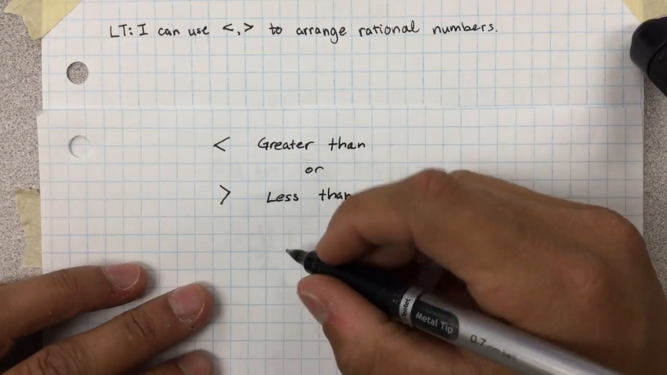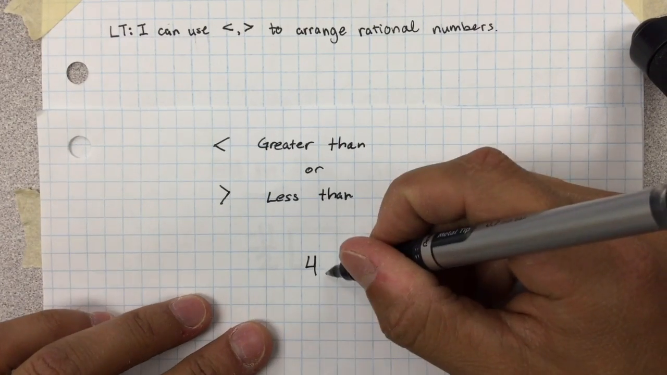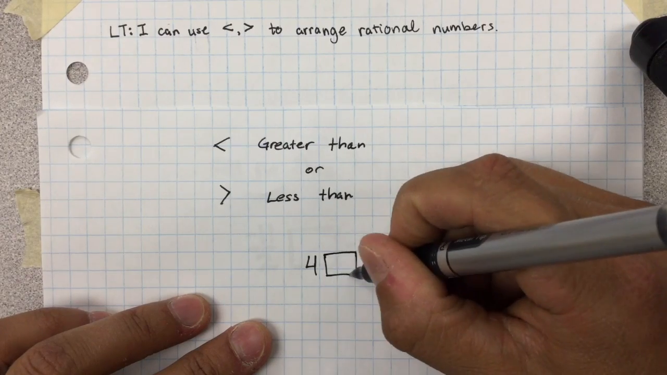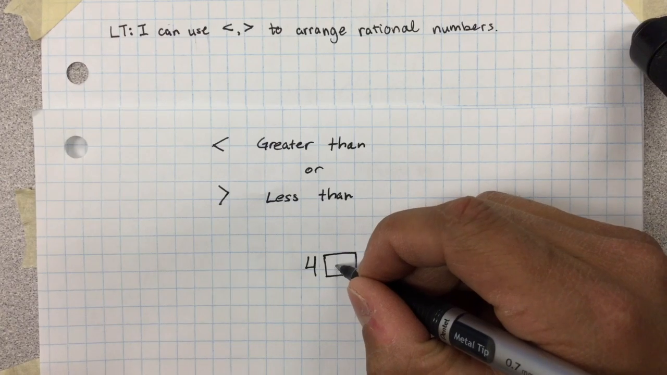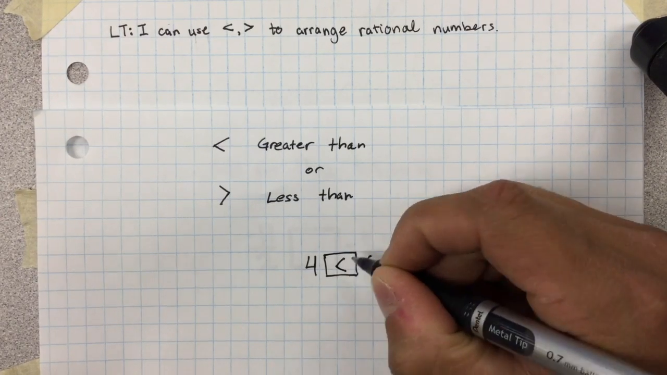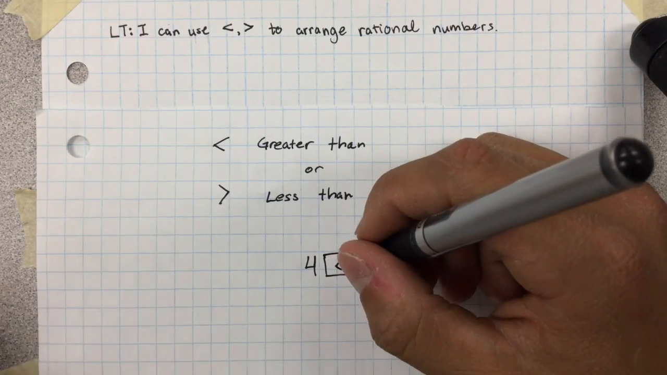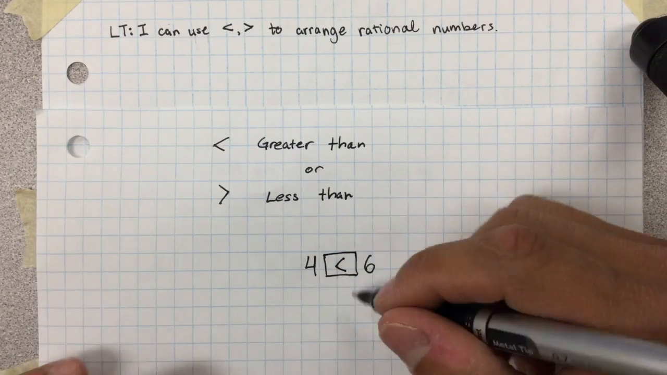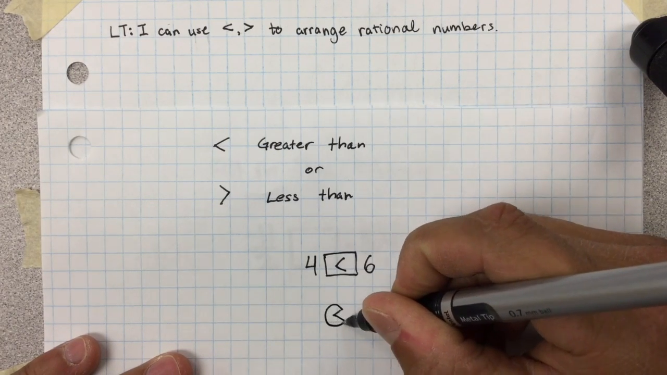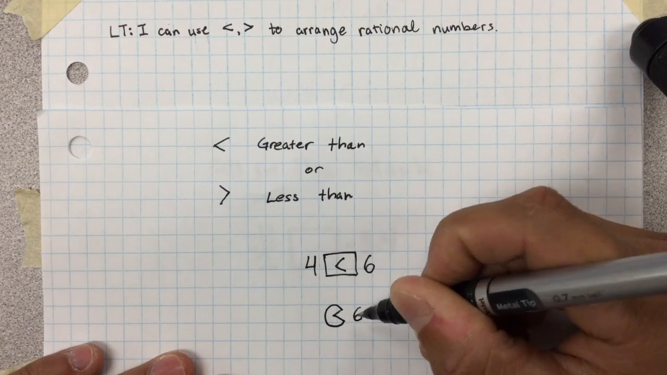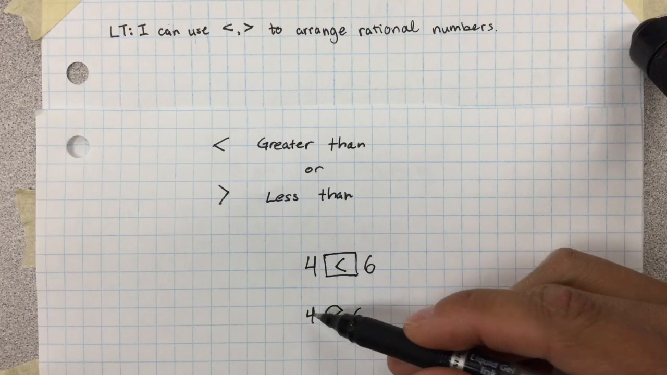So as an example, if I had 4 and 6 and I wanted to determine which number was greater than or which number was less than, then my sign would open up towards my larger number. One way you may remember this is by having your Pac-Man eating the larger number or the larger value. And so you'd rather have that 6 instead of this 4 here.